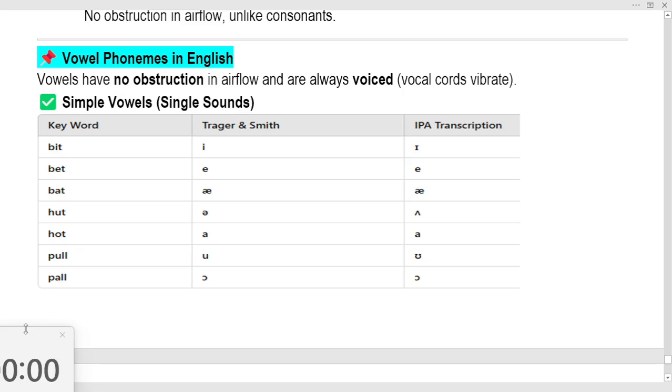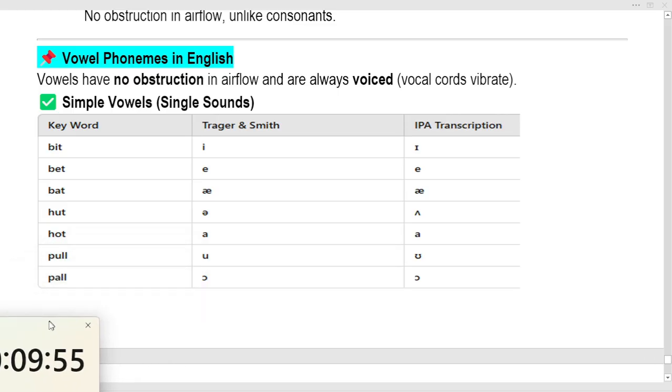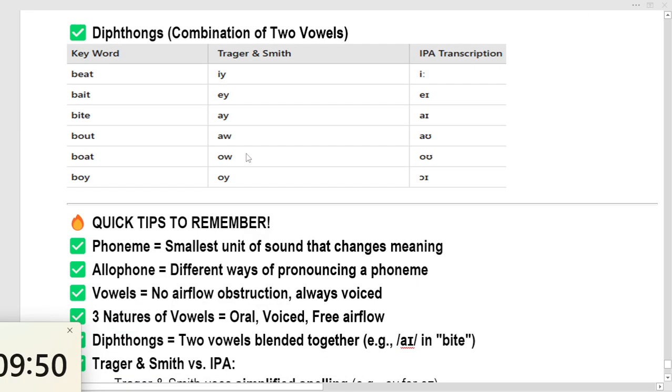So we finished 10 minutes. Let's just add some more to finish the discussion. So yan, take note of those Trager and Smith sounds. Let's next sa diphthongs naman tayo. So ito yung mga I, A, oy, mga ganyan. Diphthong: combinations of two vowels. So we have, how do you pronounce this one? This is beat, beat, beat. So EA, those are diphthongs sa English.